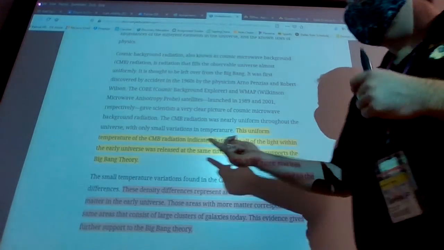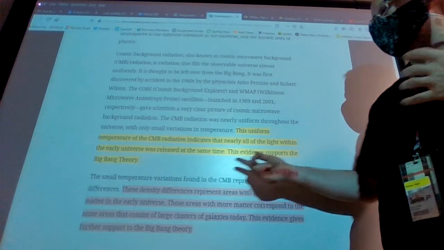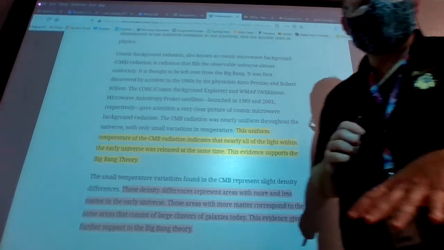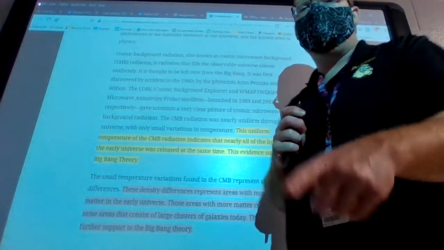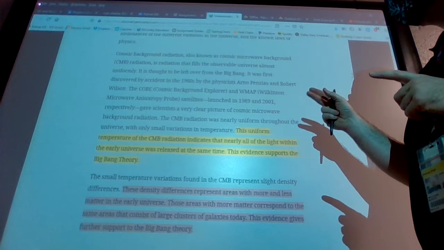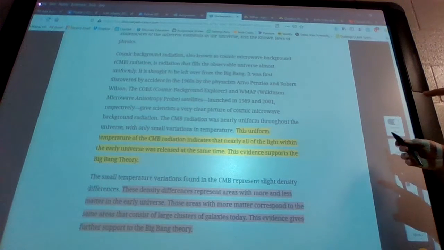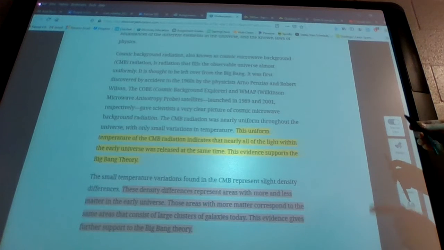So it says, this uniform temperature of the cosmic background radiation indicates that nearly all of the light within the early universe was released at the same time. This evidence supports the Big Bang Theory. That's not exactly what they were talking about. They're talking about temperature variations within the cosmic microwave background radiation. So let's see if they talk about the temperature variations. Nearly uniform throughout the universe with only small variations in temperature. This uniform temperature indicates that nearly all the light within the universe was released at the same time. The evidence supports the... And then the next paragraph right here.